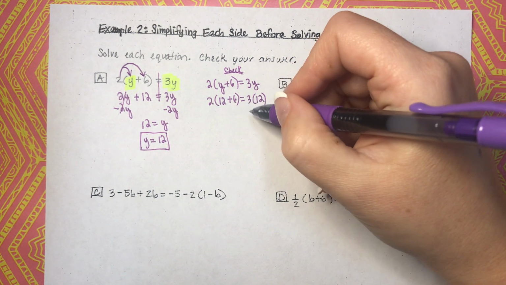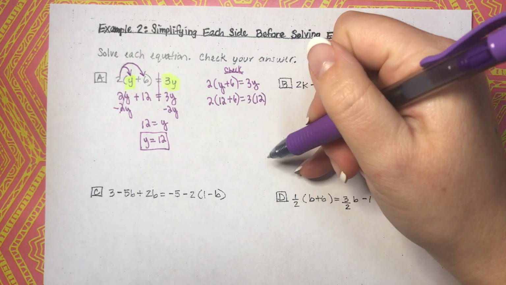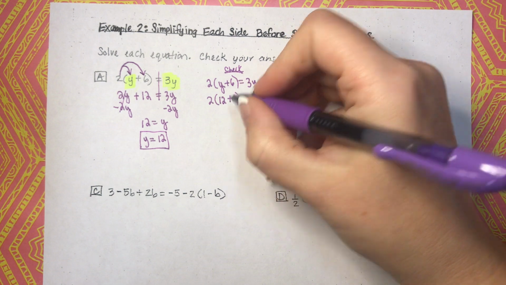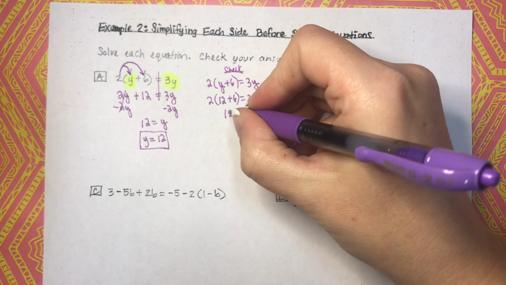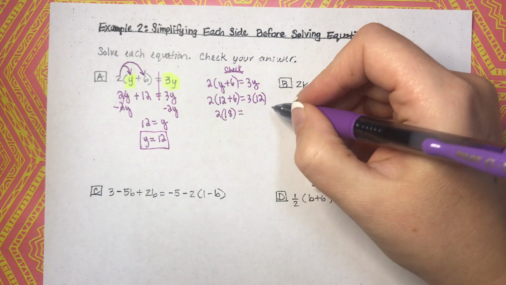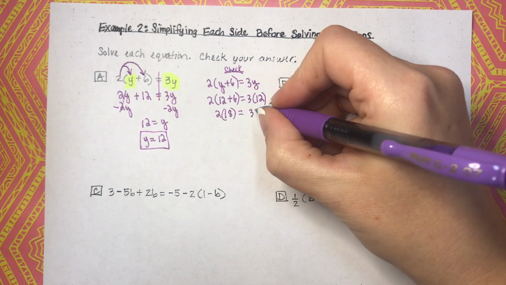Okay? Now we're just going to do order of operations on each side of the equation. So here we have parentheses. We're going to simplify that. 12 plus 6 is 18 equals over here, multiplication, 3 times 12 is 36.